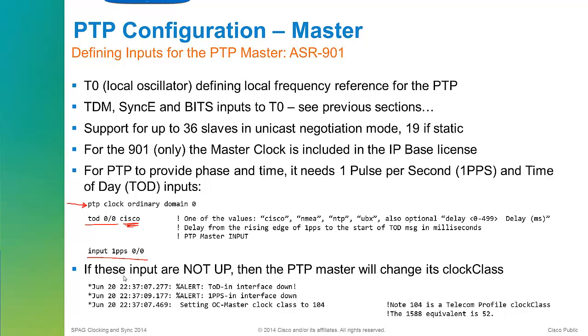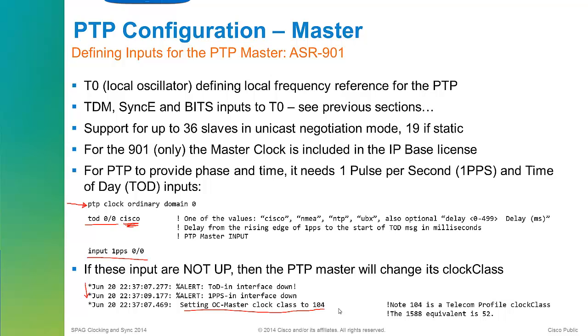However, if you don't have phase and time references available on the platform, then the interfaces will go down, and PTP will realize that, and PTP will adjust its clock quality, and it will send it down in its announce messages. It will change the clock quality and send it to the slaves and basically say that it's lost its PRTC, its primary reference time clock.